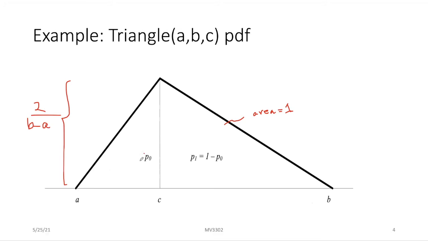And so P0 is going to be the area of this triangle, just this piece right here. So what is that area? Well, it's 1/2 the base times the height. So P0 is, oops.